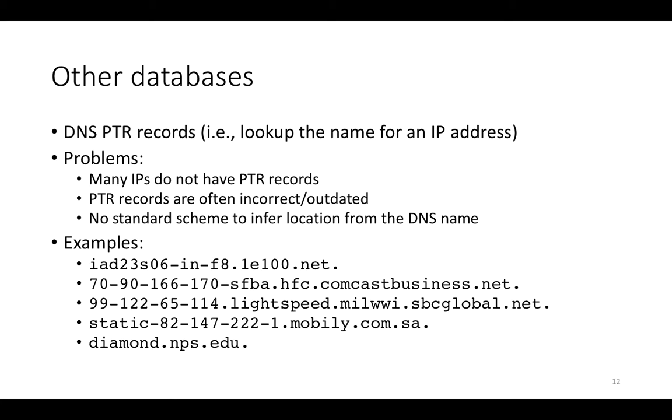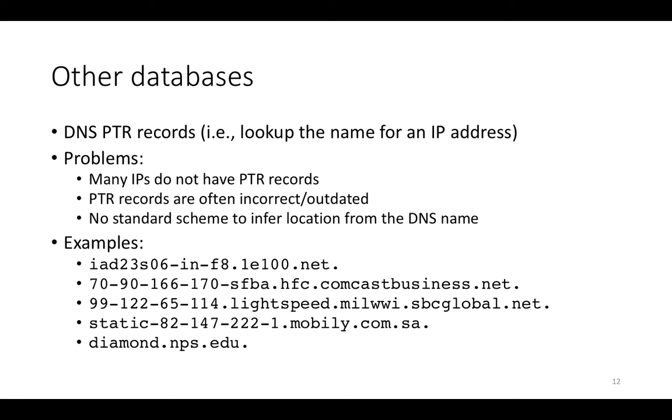So we may query the DNS and we can say, hey, DNS, who owns this particular IP address? Please tell me the corresponding name for this IP address. What are the problems with this type of approach? Well, first of all, many IPs don't have pointer records. Their ISP or the authoritative DNS simply doesn't maintain pointer records for all IP addresses. If there is a pointer record, they're often incorrect or outdated. And finally, the name that's returned could be really anything. There's no standard scheme to infer location from the DNS name.